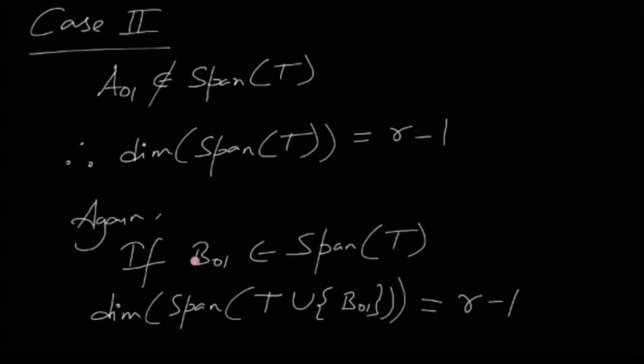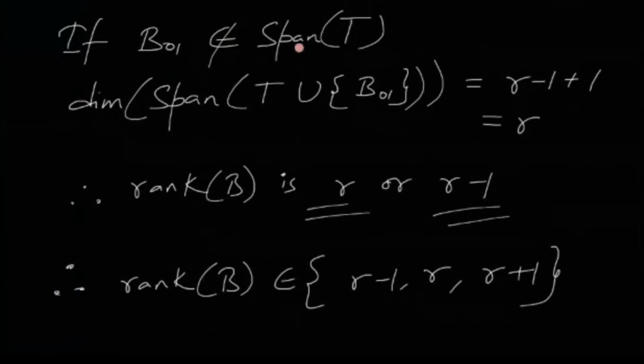Again, a similar case: B01 either belongs to the span of T or it doesn't. If it belongs to the span of T, then it brings nothing new, and so the dimension is the same as before, R minus 1. And if it doesn't belong to the span of T, then it brings something new, and hence it increases by 1, so it becomes R. That means again, the rank of B is R minus 1 or R.